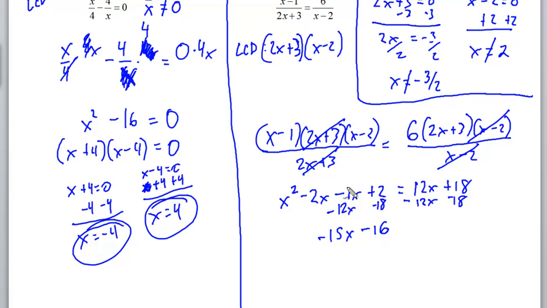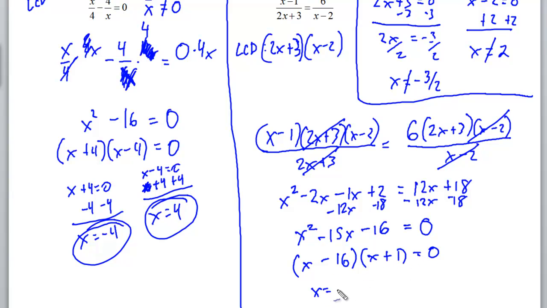Alright, so 2, 1, 12, and it looks like I got everything right here so far, and I'm going to bring down the x squared. Now what I've got to do is think of two numbers that multiply to make negative 16 and add to make negative 15. Well, that's pretty easy, because that's going to be x minus 16 and x plus 1 equals 0.